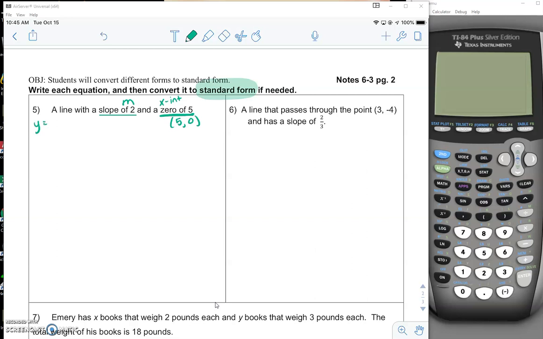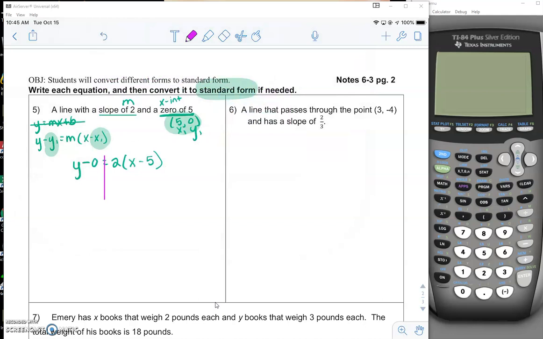We cannot start in y equals mx plus b because b is only the y-intercept. So we have to start in point-slope form. Y minus y1 is equal to m times x minus x1. The x1 and the y1 are the x and y values from our ordered pair. So y minus 0 is equal to m, our slope, 2, times x minus x1, or x minus 5.